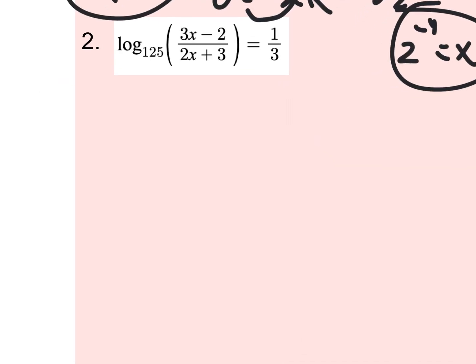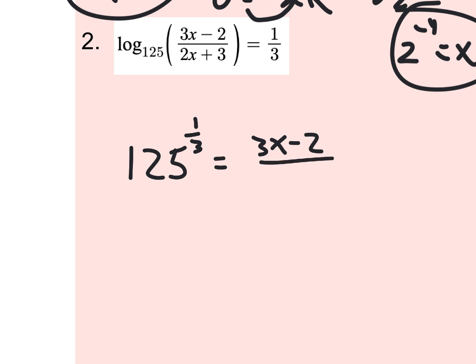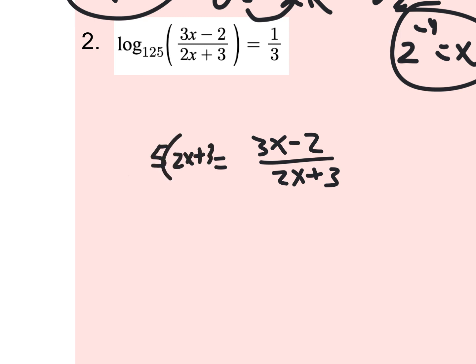Next, log base 125. That to me immediately says, can I put in logs? No. Can I take out the logs? No. So then I got to think about rewriting it. 125 to the 1/3, that's one you should have memorized. Third root of 125 is like the cube root of 125, which is 5. Equals 3x minus 2 over 2x plus 3. Again, that's just 5. And then I'm going to clear out my denominator by multiplying by 2x plus 3 on both sides. And that cancels that.